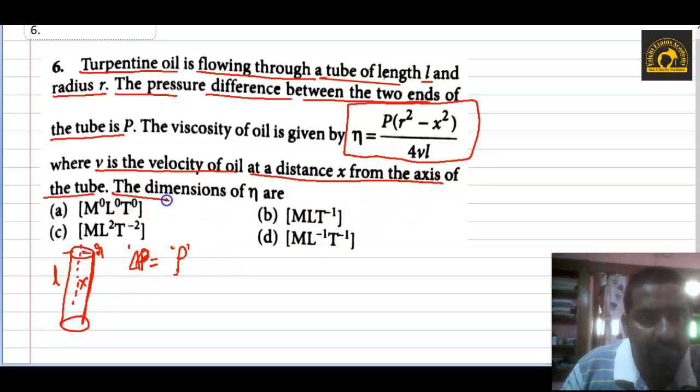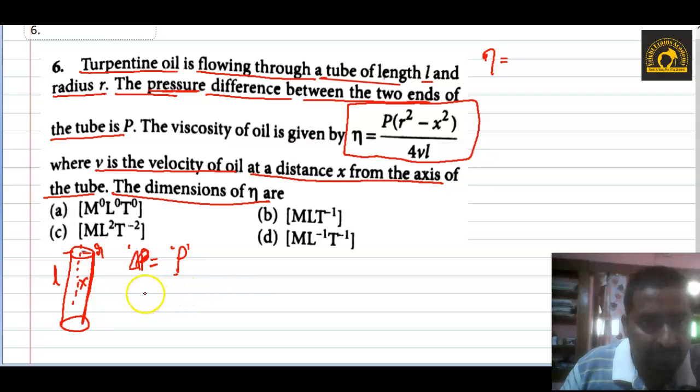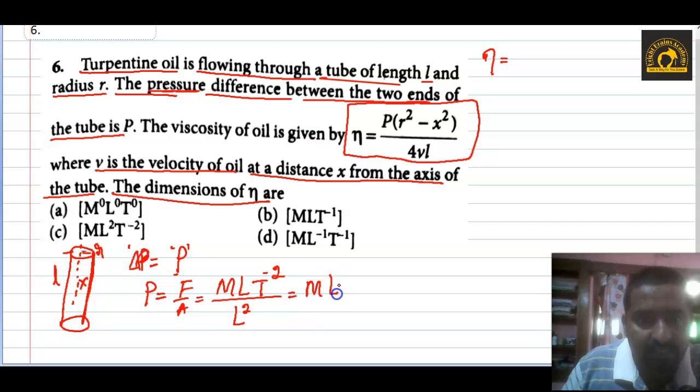So then, the dimensional formula for eta. P is the pressure. The dimensional formula for pressure is force by area, that is mass into acceleration, M L T^-2, divided by L squared. After simplifying, that is M L^-1 T^-2, which is the pressure. Then R is the radius, a distance. So now put the values.